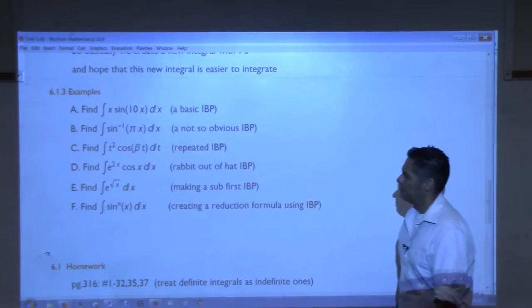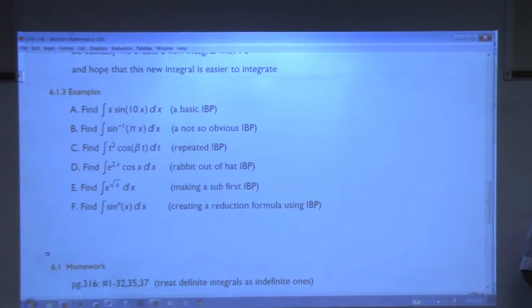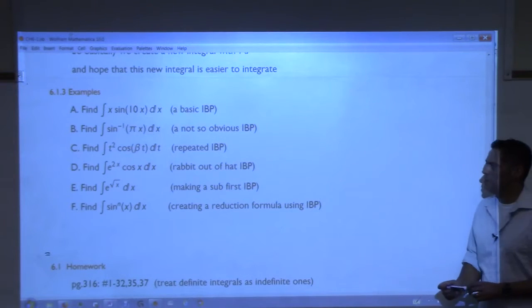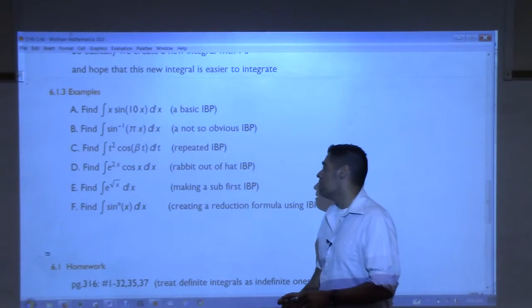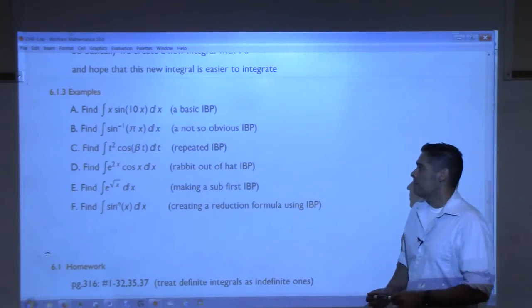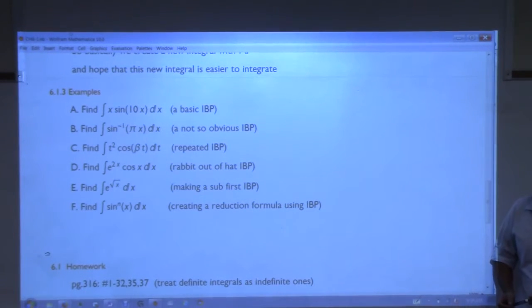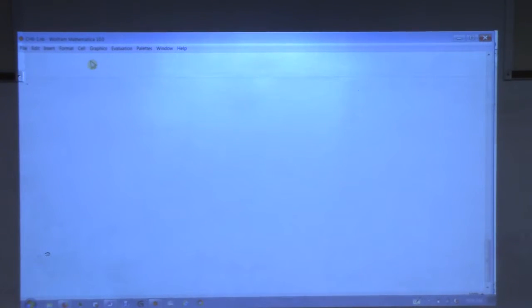Rabbit out of a hat. Okay, so up to this point, everything's been pretty, well, I'm not going to say straightforward, but this next one, rabbit out of a hat, implies in some way it's kind of magical, right? e to the 2x cosine x dx.